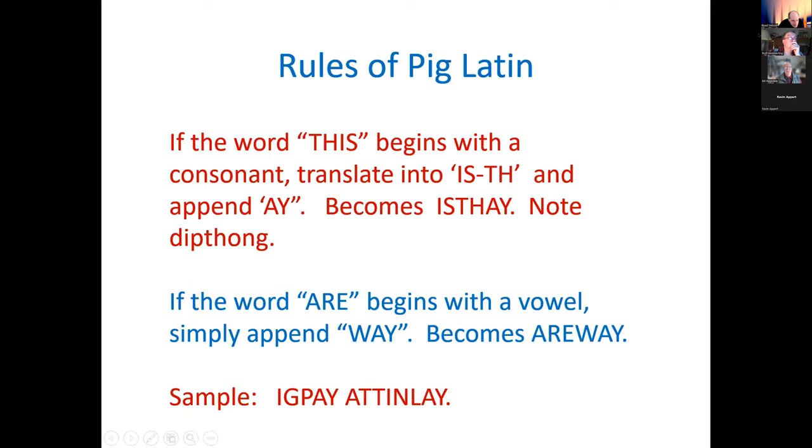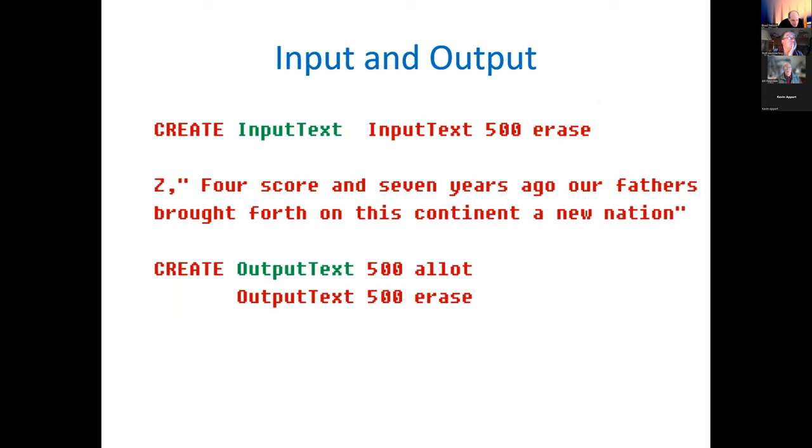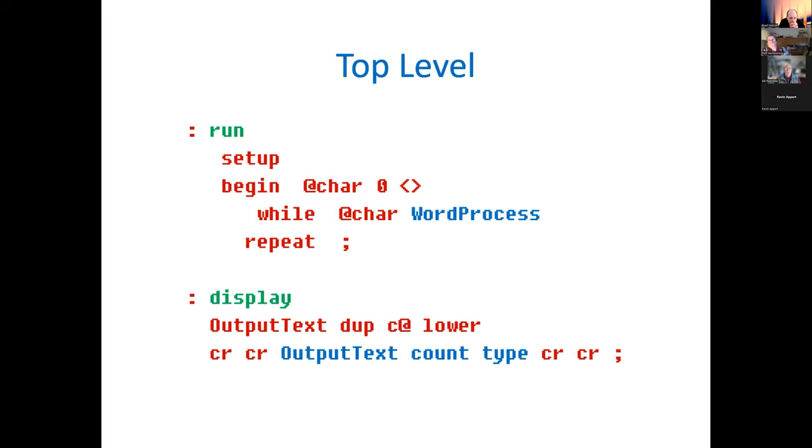So we know the basis of it. Words beginning with a consonant have the consonant moved to the end with AY, and words beginning with a vowel have WAY appended at the end. We'll do this top down. First I've created an input text buffer, 500 words, and then I put into it the first words of the Gettysburg Address, which I am particularly fond of. Sixty-seven years ago, our fathers brought forth on this continent a new nation. I love that phrase. An output buffer, similarly initialized.